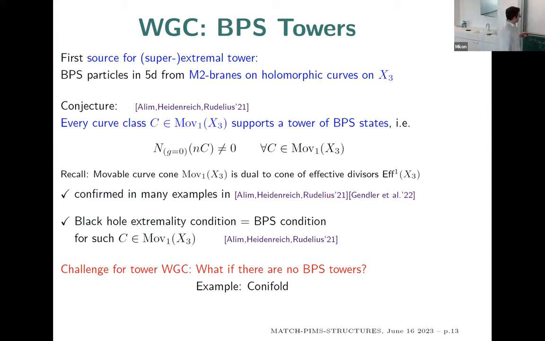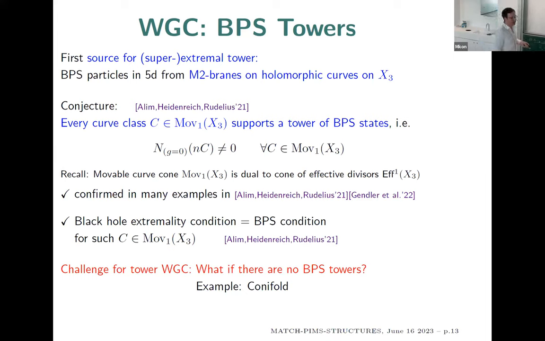But we are going to ask a different question. The remaining challenge, therefore, is: what if there are no BPS powers? Generically, this is the case, because the movable cone does not exhaust the class. Not every element in H2 is inside the movable cone, obviously. So there are many directions where this simple solution to the weak gravity conjecture does not hold.